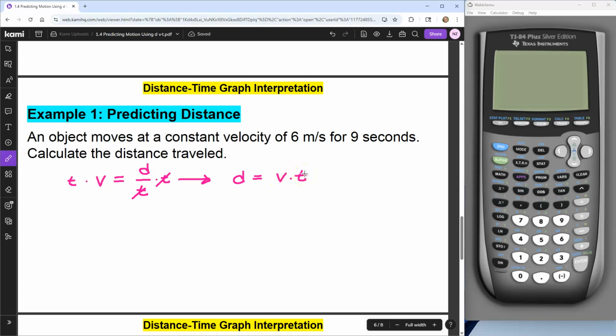You can also use the triangle here. I'm going to plug in my numbers. So 6 meters per second for 9 seconds is 54. And my units for distance are meters.